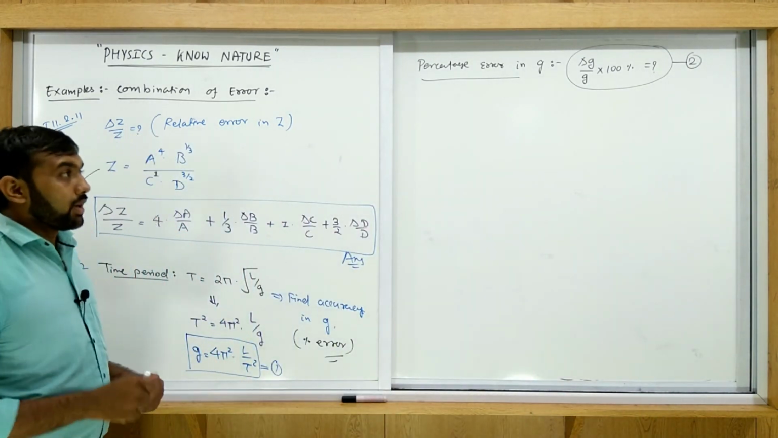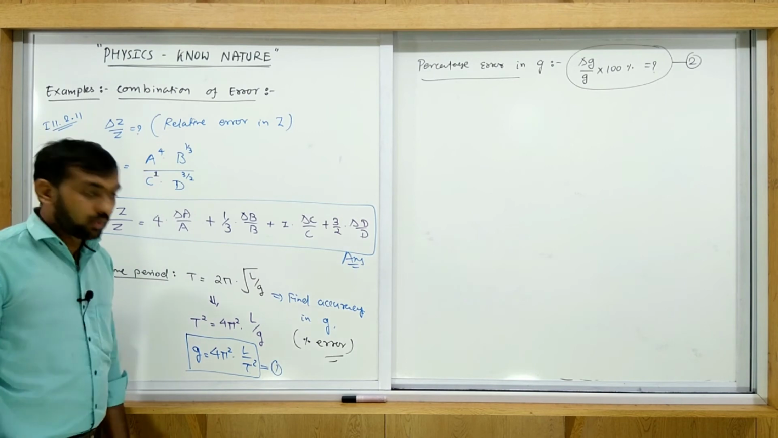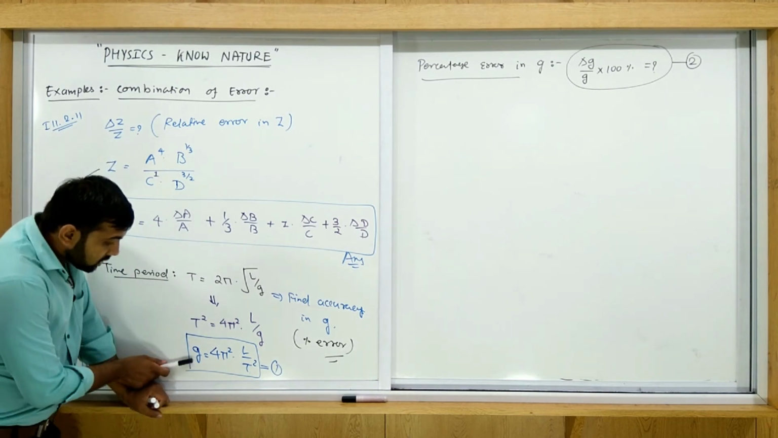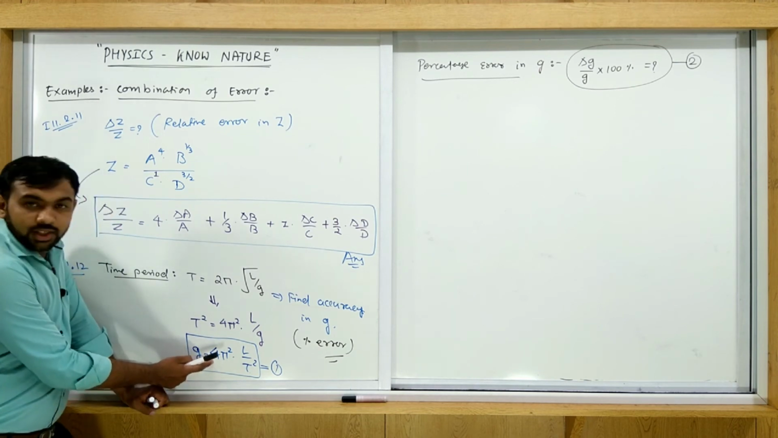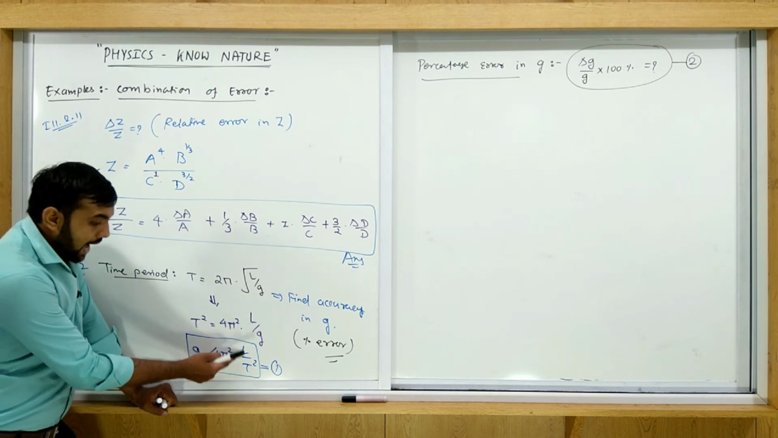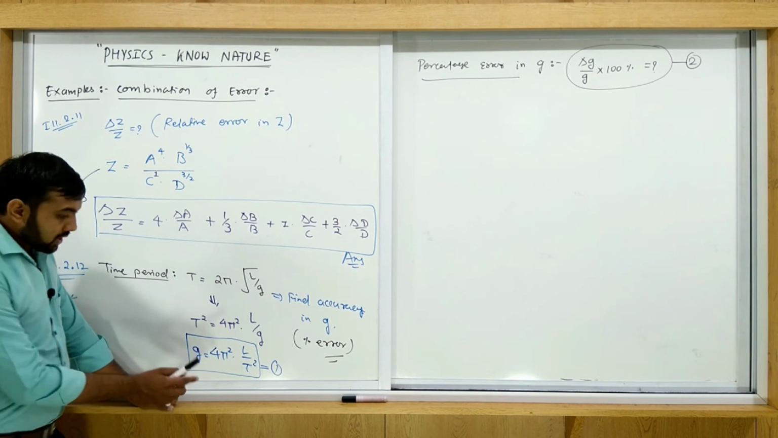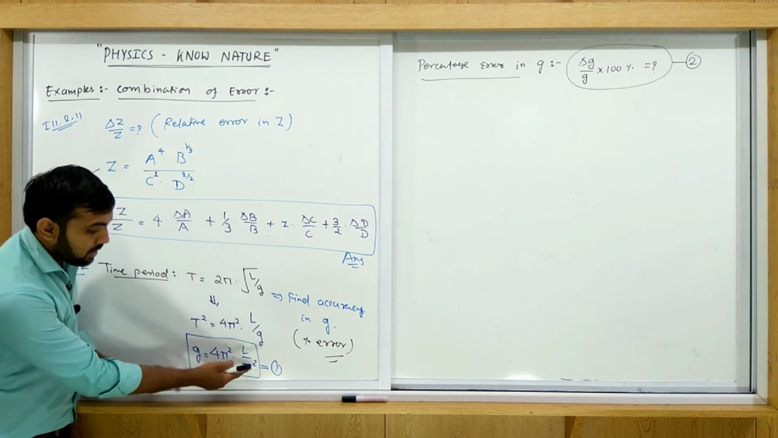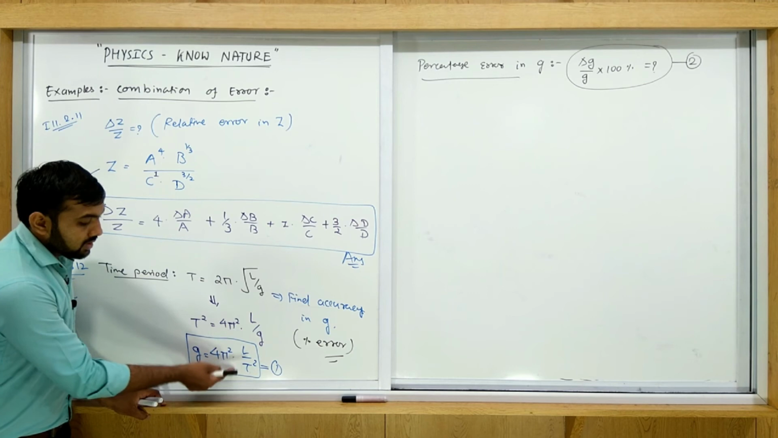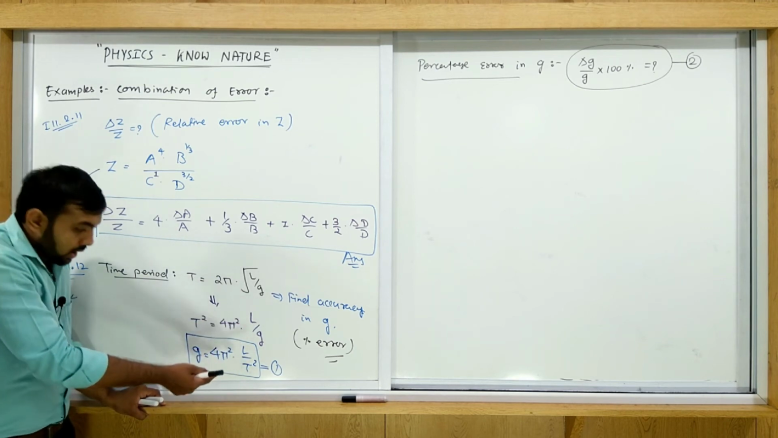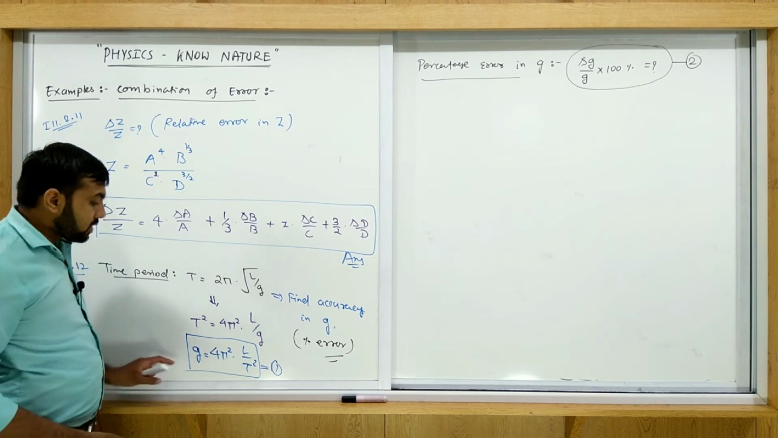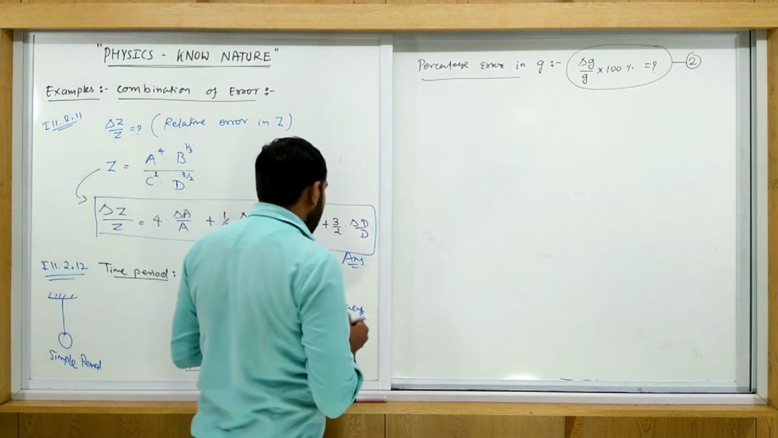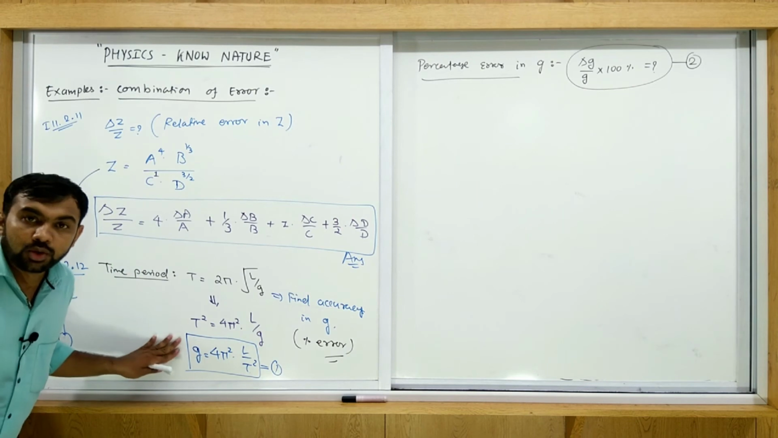We have to find this. First, find the relative error from the equation. Here g is equal to 4 pi square L upon t square. 4 is a constant, pi is also a constant. L upon t square is a case of division with a power, t square. So write down the relative error in g from equation 1 using the rule of power.